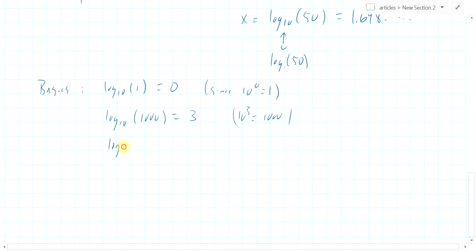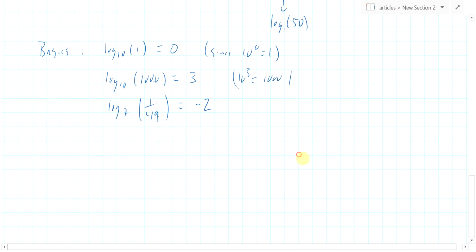What about log base 7 of 1 over 49? What do you have to raise 7 to get 1 over 49? Well, it's in the denominator, so you know it has to be a negative exponent. And 49 is 7 squared, so that would be minus 2. 7 to the minus 2 is 1 over 49. So log base 7 of 1 over 49 is minus 2.